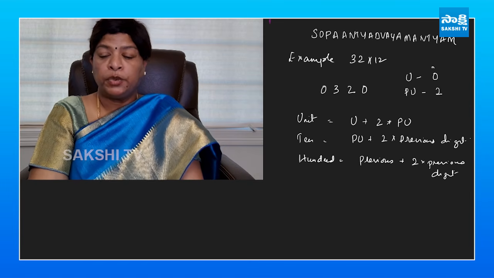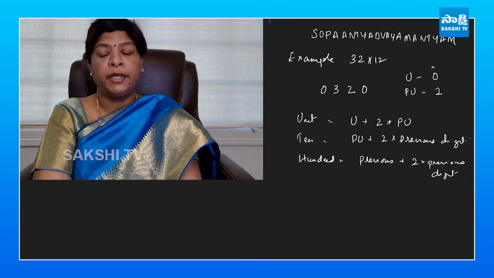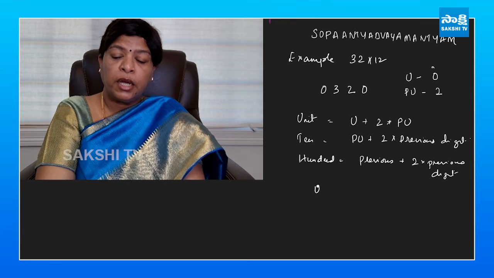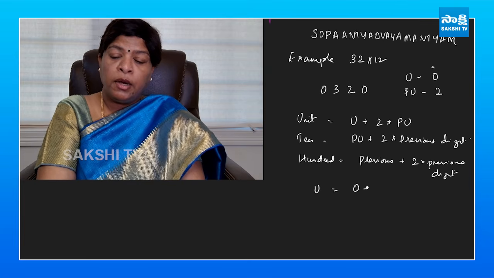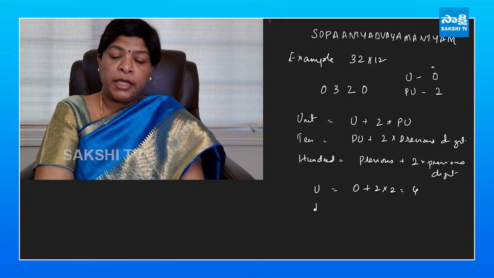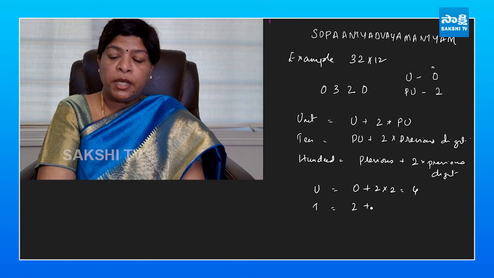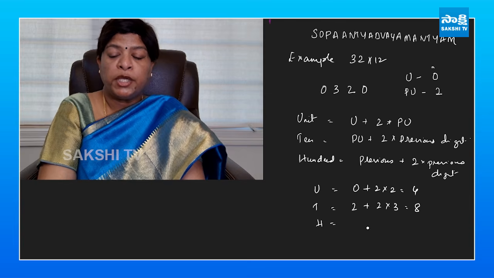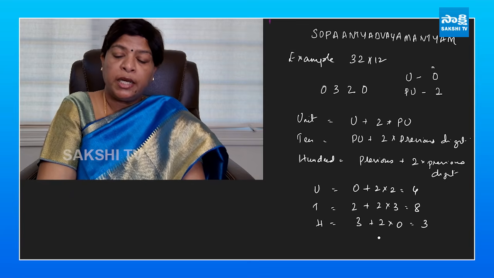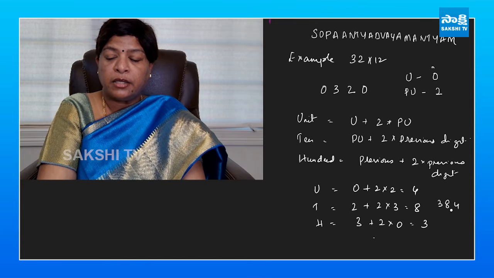So 32 into 12. So here, as we identified, our ultimate digit is 0, and the penultimate digit is 2. So we'll apply the sutra. So here our units place would be 0 plus 2 times 2, which is 4, and the tens place is 2 plus 2 times 3, which is 8, followed by hundreds place, which is 3 plus 2 times 0, which is 3. And joining all the three numbers, we get 384 as our answer.